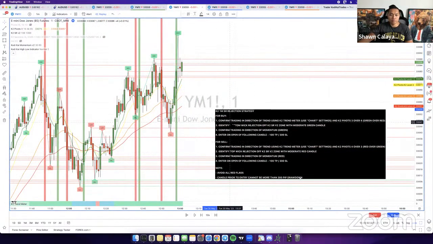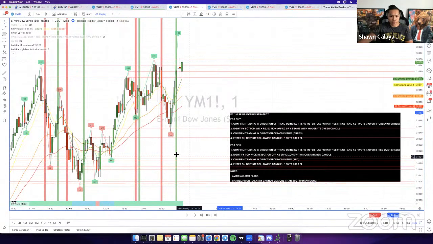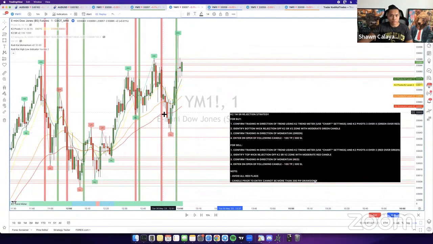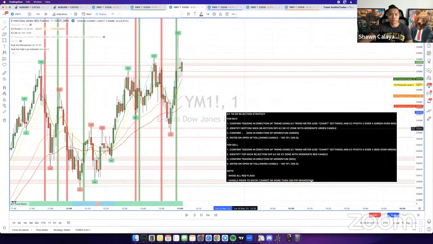So first you want to confirm that you're trading in the direction of trend using the trend meter and the pivots. In order to do that, you just want to make sure that the trend meter down below is green, and that price is above the pivots, the pivots are angling up, and price is continuing in that direction. So with that said, we have a bullish bias, so we can look for a buy here.